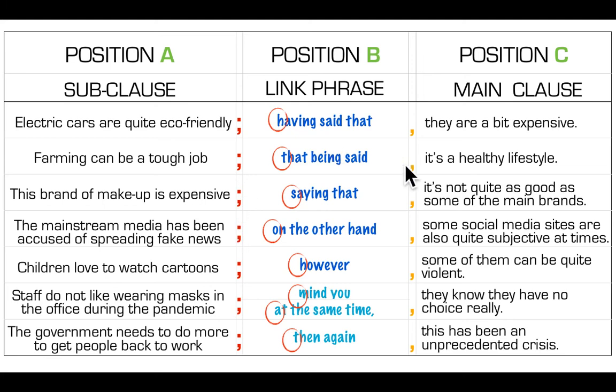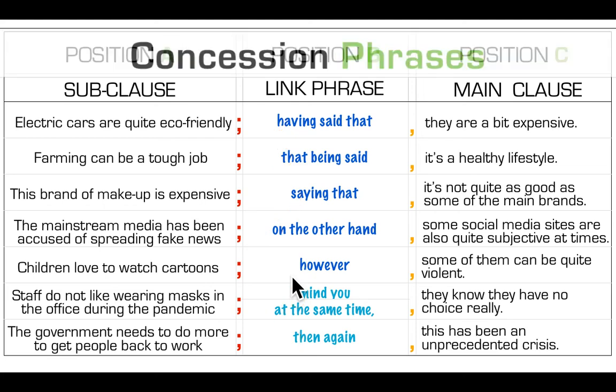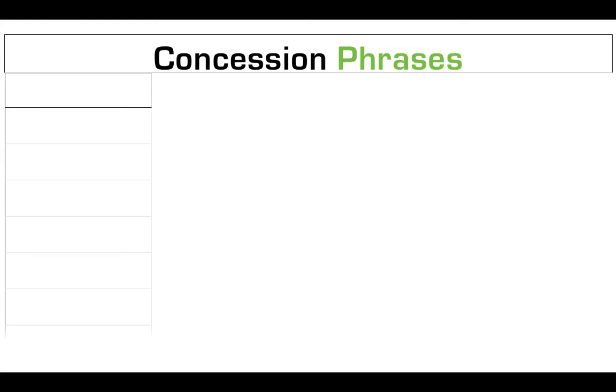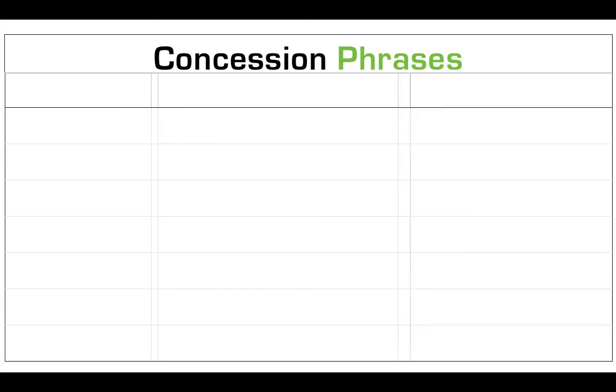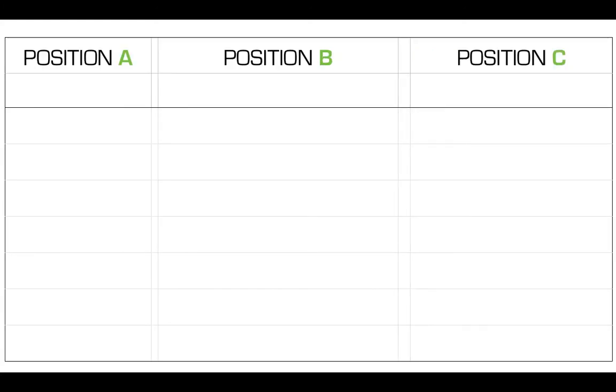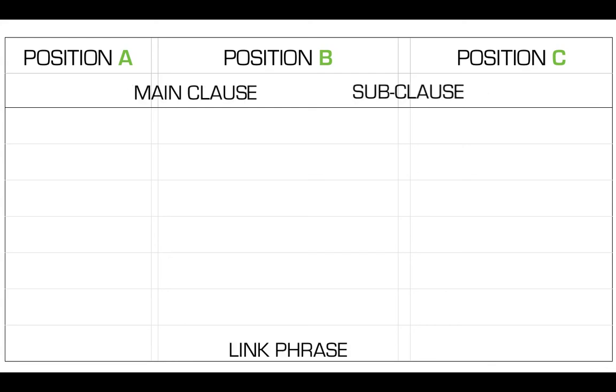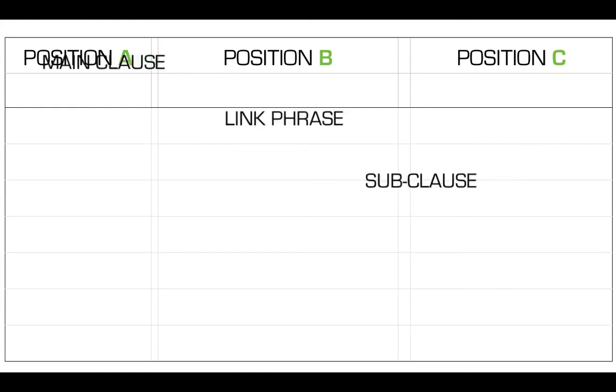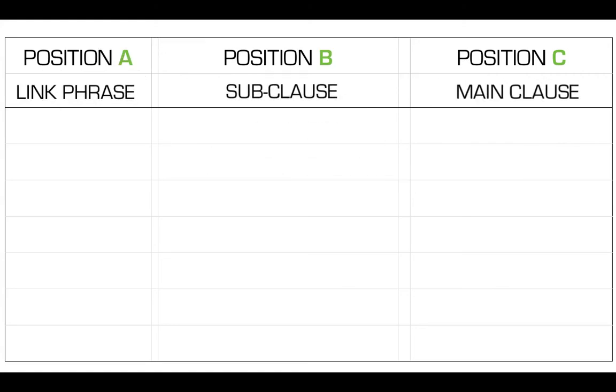So we keep the comma, but we put in a semicolon instead, and then make sure that we're using a lowercase letter here. Now we're going to have a look at another way in which concession phrases are used, and again there's a slight change here. We go back to position A, position B, and position C, but in this case we're going to see a change. The link phrase will go to the beginning, the subclause will go to the middle, and the main clause will go to the end.